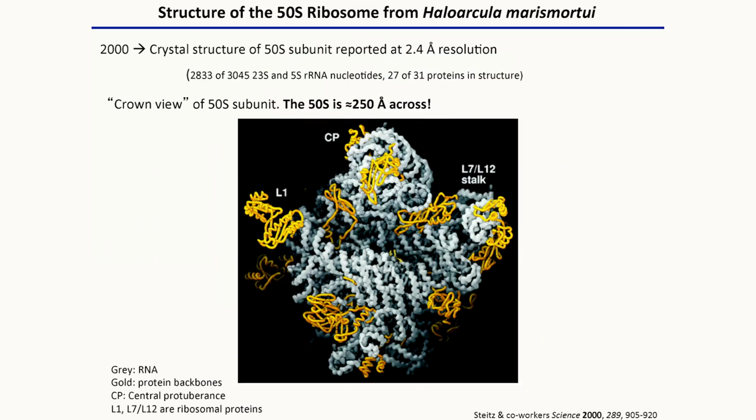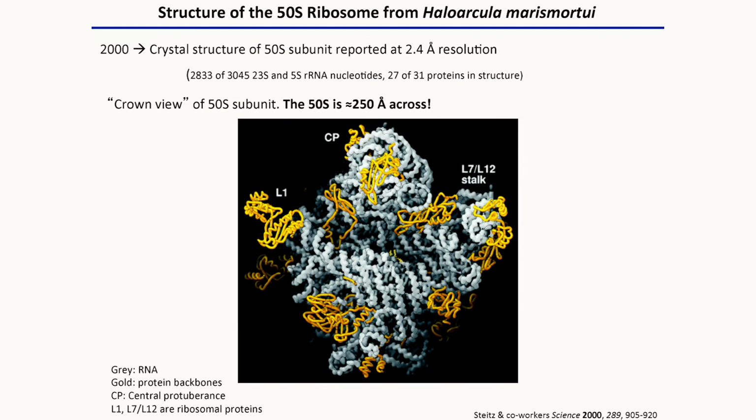So let's take a look at an image from the crystal structure reported in 2000 of the 50S ribosome from a particular prokaryote, shown here. So this is what's described as the crown view. And in this particular depiction, what we're seeing is that the ribosomal RNA of the 50S is in gray or white, and the ribosomal proteins that are bound are in gold.